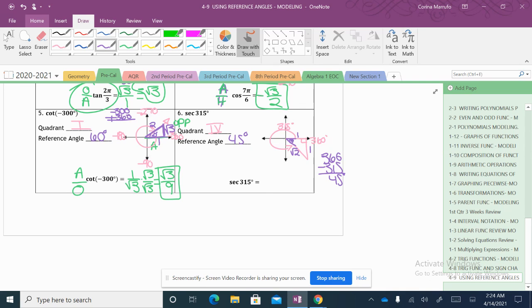Here we have secant, which is the opposite of cosine. So instead of being a over h, it's going to be h over a. All students take calculus, only cosine and its opposite are positive here. So that means this one's going to be positive. My hypotenuse is the square root of 2. My adjacent side is 1. So then just to simplify, it gives us the square root of 2.